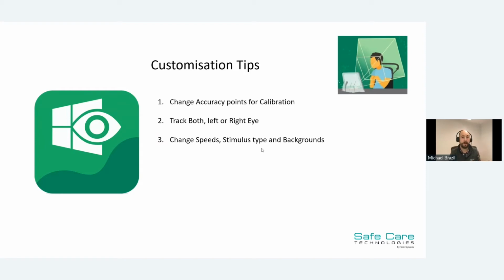And we can also change the background. So for someone who might have a visual impairment, for example, we might want a very bright yellow dot for calibration, but a black screen in the background as well. So again, you can change things around to suit the specific person using the device.